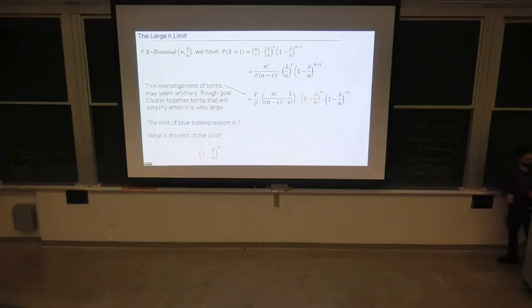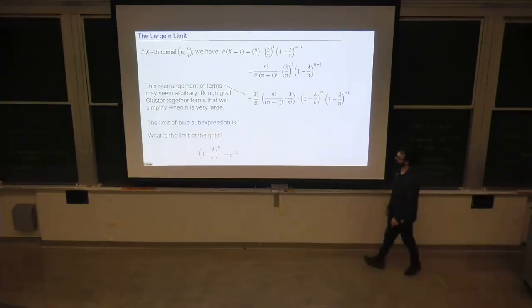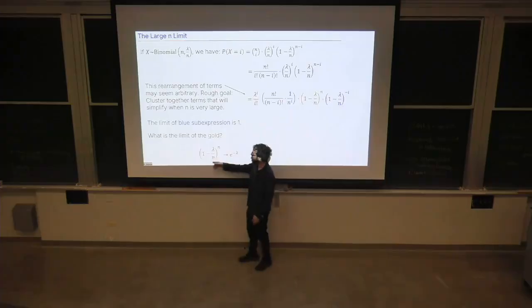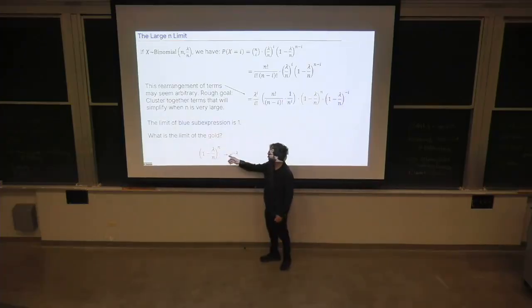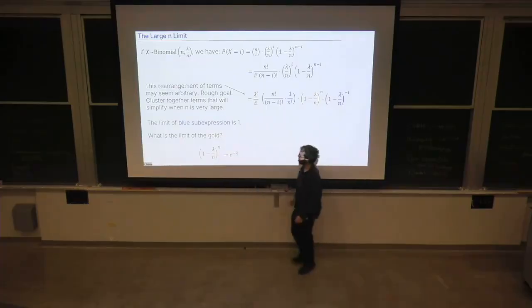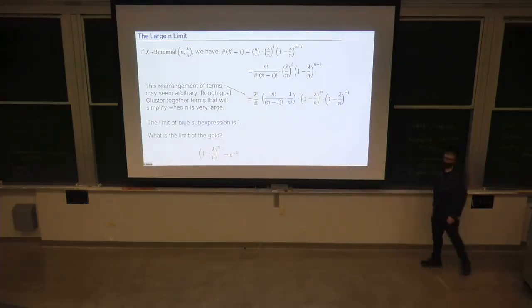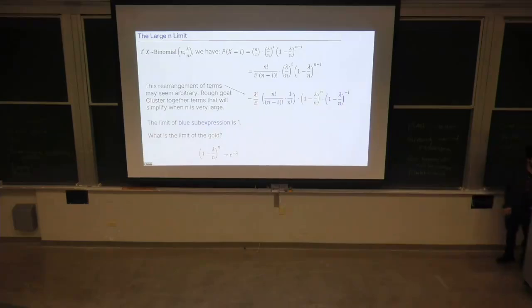Okay, what about the limit of the gold? Well, that one I punted, and I said, hey, we're going to use this fact, that the limit as n goes to infinity of 1 minus lambda over n to the n is going to be e to whatever's up here. Okay? Or e to the minus whatever's up there. So I'm just giving that one for free. You could prove it if you want.